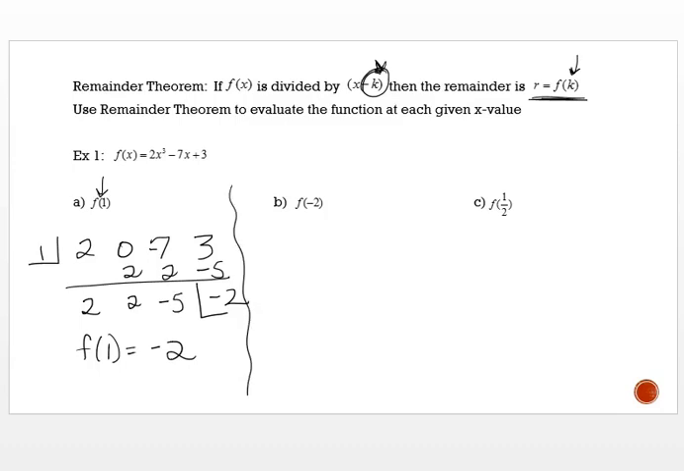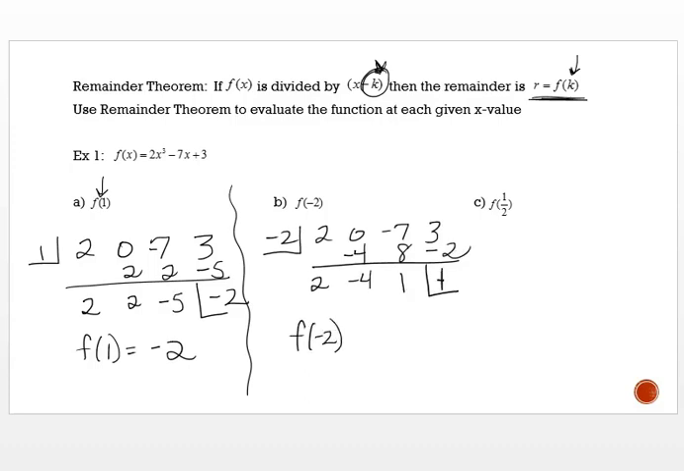All right, so let's try this with b. Same thing, same coefficients. And I'm going to divide this time by negative 2. Bring the 2 down. 2 times negative 2 is negative 4. 0 and negative 4 is negative 4. Negative 4 times negative 2 is positive 8. Negative 7 plus 8 is 1. 1 times negative 2 is negative 2. 3 minus 2 is 1. So that means f of negative 2 equals 1. That's my answer. All right, so now we're going to evaluate the same thing with 1/2.